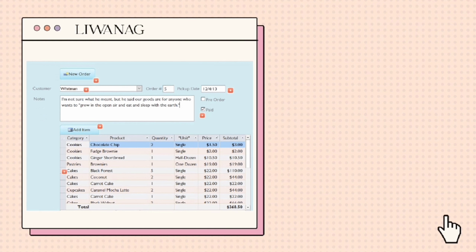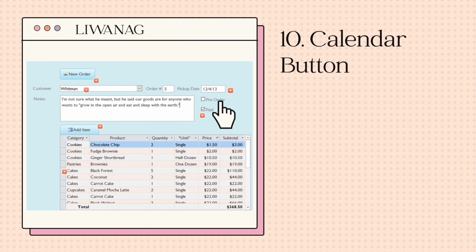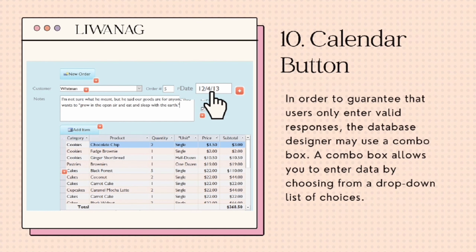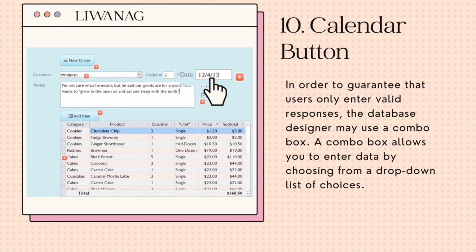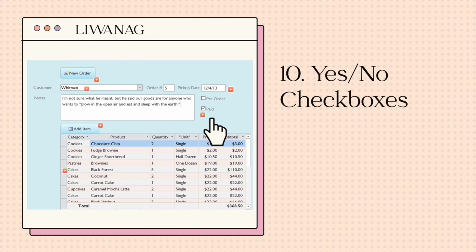Next feature of using forms is the calendar button. Calendar button na tutulong ito para makita kung valid ba ang response and information. For example, sa pickup date, pwede mo diyang ilagay kung anong date yung hinahanap mo at makikita mo kung valid pa yung response nila. Next is the yes and no checkboxes. Relating to the example, ito yung pre-order and paid, kung saan kapag kinlik mo ang paid, lalabas yung data na paid ang customers. It also gives users an easy way para makapag-input.